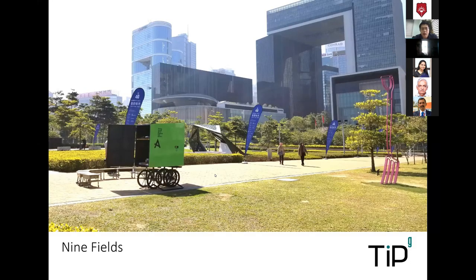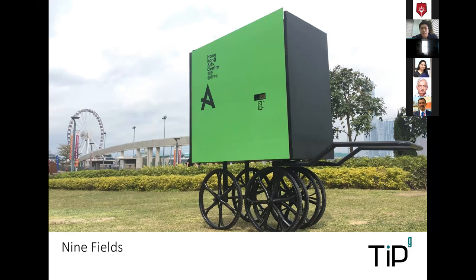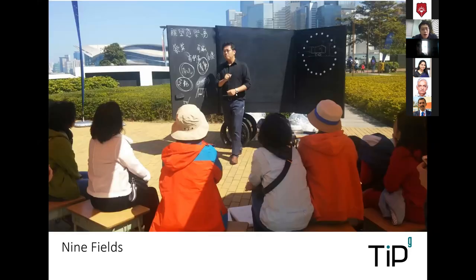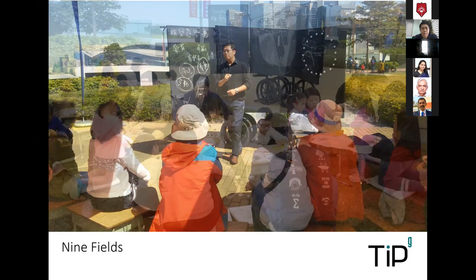This is a very small project. I created a mobile architecture. In this project, I collaborated with the Hong Kong Arts Center because they had an art festival. We made this small trolley, the cart, which can facilitate outdoor learning. I made use of unused children's desks, polished them and made this small furniture, and the cart can be extended as a blackboard. I did a seminar in the park and also workshops for families and children.